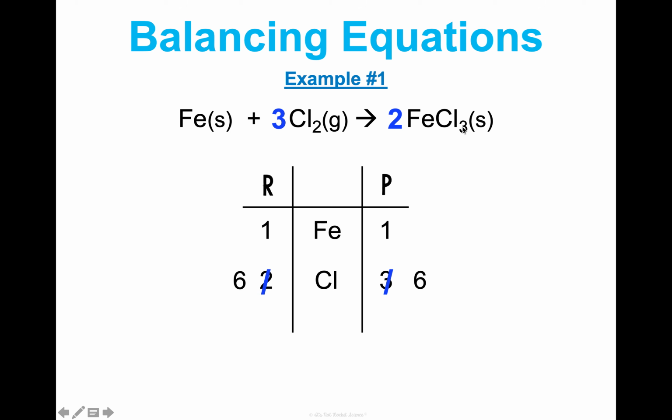So if it gives me 6 chlorines, it also now gives me 2 irons. So my chlorines are balanced, but my irons are not. So now you need to put something here in order to balance the irons on the reactant side. Well, what can I times by 1 to get 2?